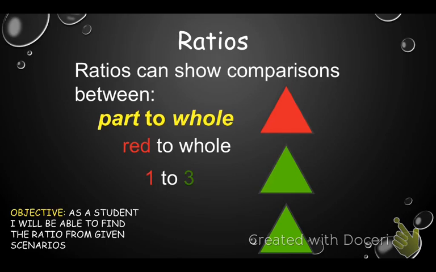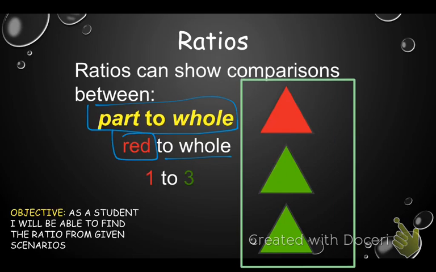Now, if you look at this, it says specifically part to whole, and we're going to say red to the whole amount. Well, what's the whole amount? The whole amount of triangles, there's 3 of them. How many of them are red? Well, there's 1. So this is a 1 to 3, or 1 out of 3. We also need to write it 1 to 3 and 1 over 3. Ladies and gentlemen, that's a part to whole.